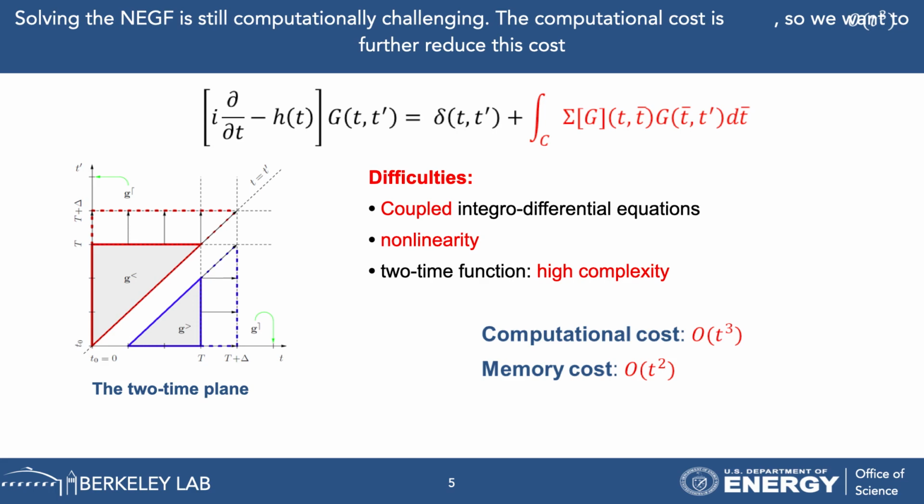Actually, the equation of motion for the Green's function can be expressed by a set of coupled integral differential equations, which are difficult to solve. One of the equations is given here as an example. In this integral term, we notice that the self-energy sigma is dependent on the Green's function, so this term is a nonlinear term, which introduces more difficulty in designing the numerical schemes.